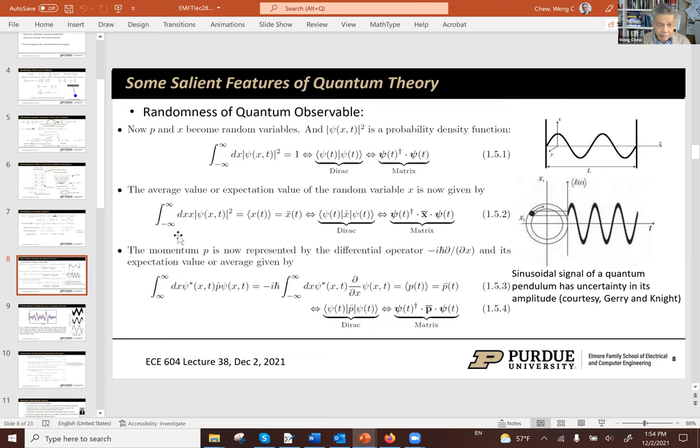So something more interesting than that is that not only is X an operator, you can also describe the momentum P as an operator. As we have seen, the P hat is described by this operator over here. And this operator also has an average or expectation value. In linear algebra, to find the expectation value of a matrix P, you just go through this. But in quantum theory, you go through this inner product, and if you worked it out properly, that expectation value is calculated using this bra-ket notation.